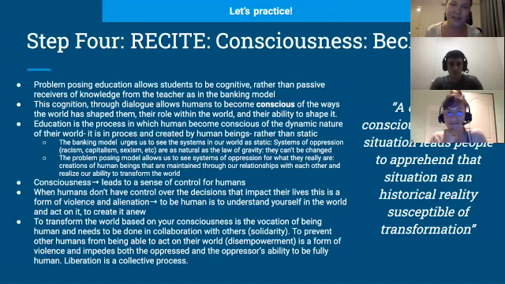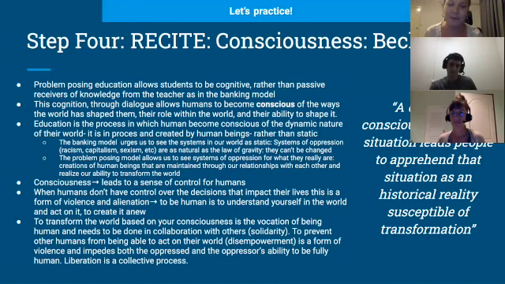Whereas a problem posing model of education allows us to see these as creations of human beings determined through our relationships with each other that we can change by changing the ways that we relate to each other, starting with teacher and student. Yes, I love it. So consciousness leads to a sense of control or empowerment for humans. And when humans don't have control over the decisions that impact their lives, this is a form of violence and alienation. And to be human is to understand yourself in the world and to act on it, to be able to have power and to create it anew.